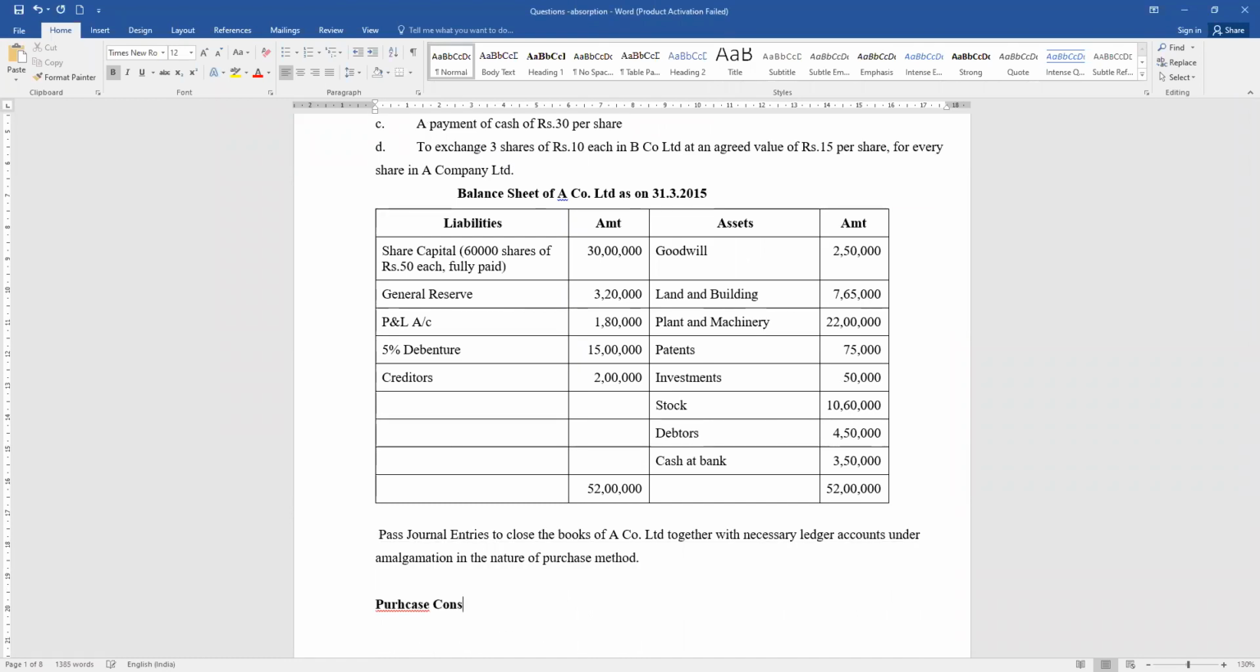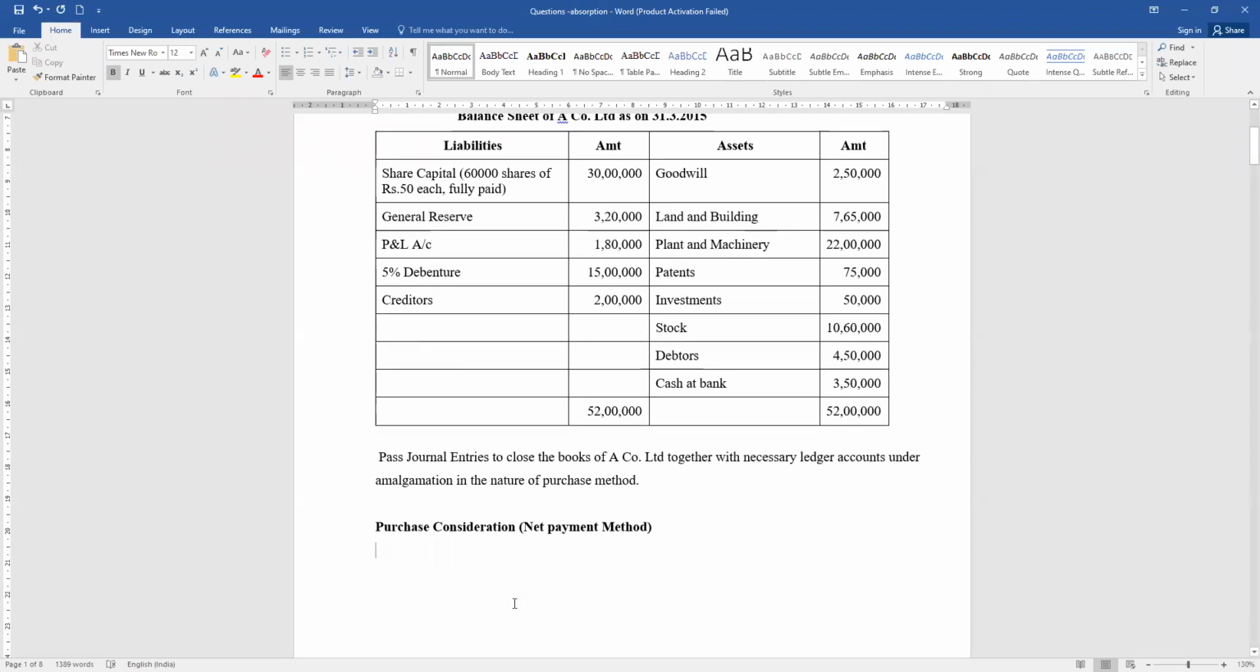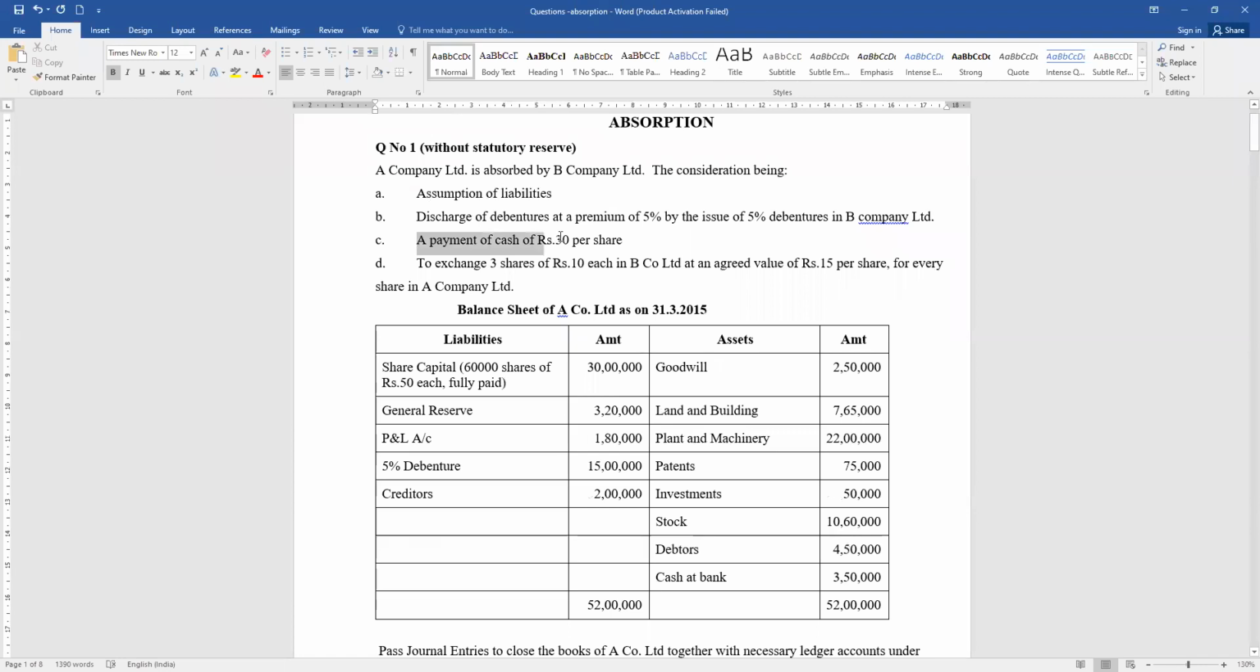Purchase consideration. Under which method? Net payment method. So what they are going to give to the shareholders who are going to receive. First point is what? A payment of rupees 30 per share.